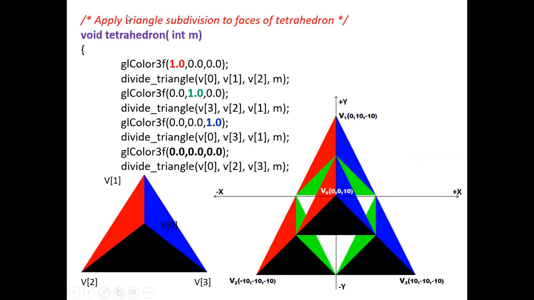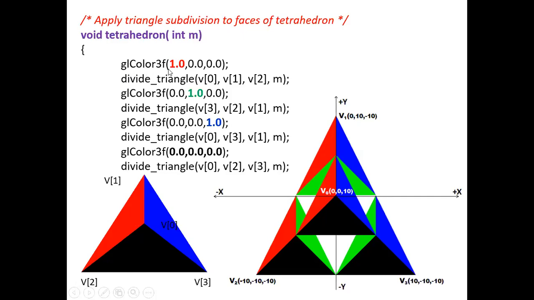Now coming to the next function, which is tetrahedron. Now I have to draw that particular tetrahedron. The basic tetrahedron has how many faces? It has 1, 2, 3 and 4 faces. So we have to draw four triangles here. In order to draw the tetrahedron, first we have to select the color, because we have to differentiate between the faces of the tetrahedron.